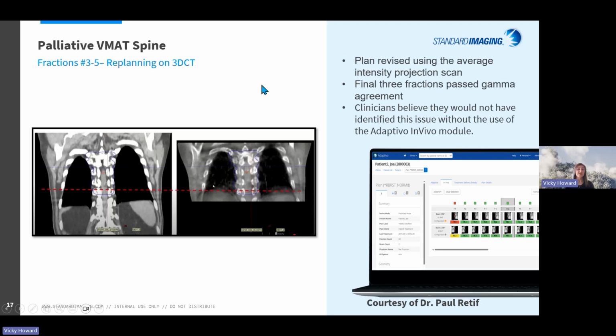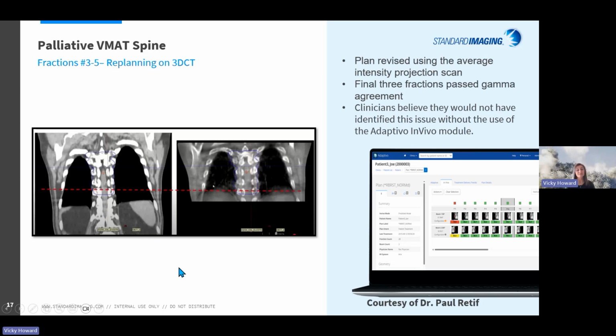So the plan was revised using the average intensity projection scan. The final 3 fractions passed gamma agreement. And really, the clinicians truly believe that they would not have identified this issue without the use of the Adaptivo In Vivo module. Had they just used their traditional approach, putting a diode on the patient for In Vivo QA on the first fraction, that very likely wouldn't have caught this issue, especially since it was localized just to one region.